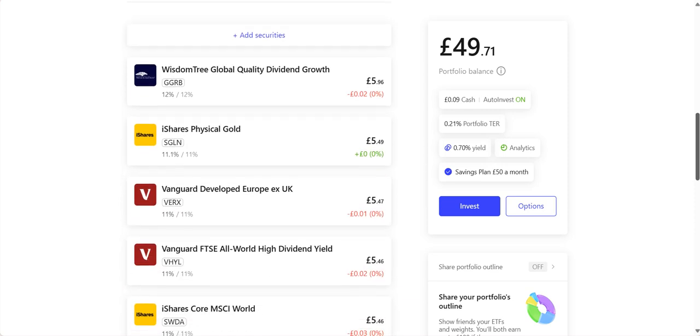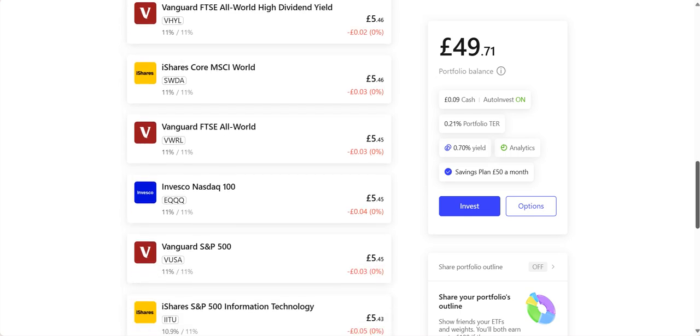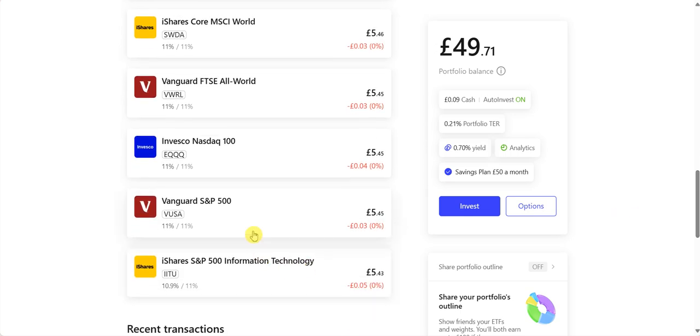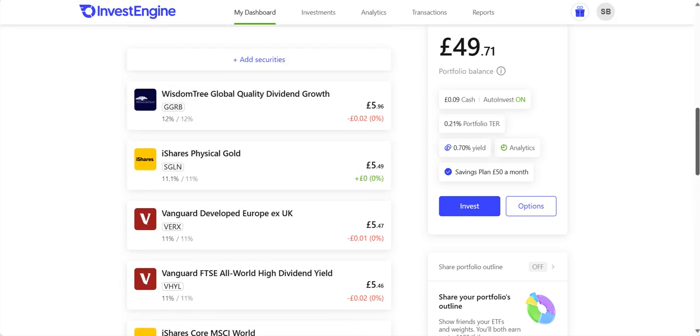I'll go over the titles first and show you that it is actually diversified, because a lot of people just invest only in the S&P 500 or the all world, which is fine. But let me show you what I've decided to do. So I've gone for global quality dividend growth.